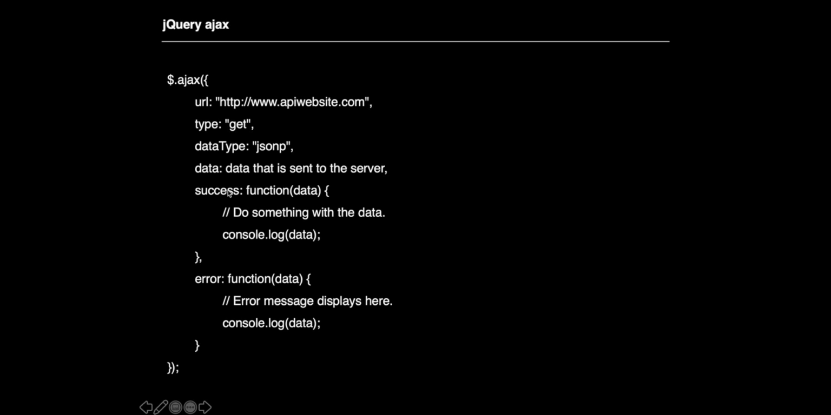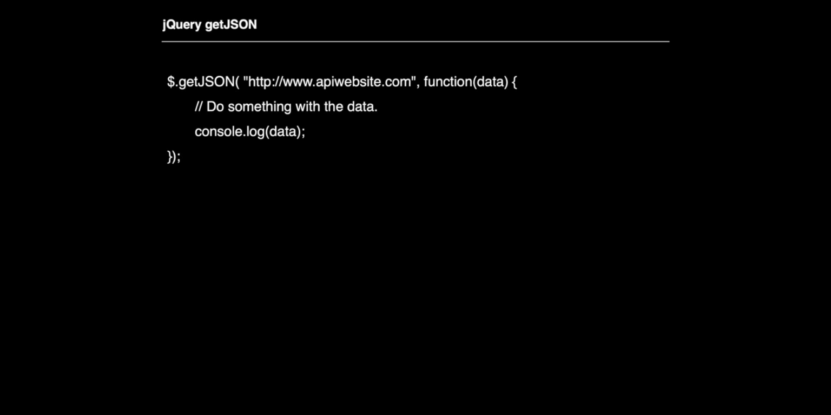Once you get a response, you have a success function here, and you can pass in the data that you are getting in response. You could also have an error function here just as a backup in case anything goes wrong. This is a little more complicated than what we need, so we are just going to be using this function that comes with jQuery instead.